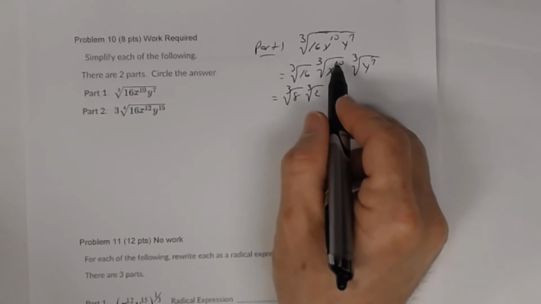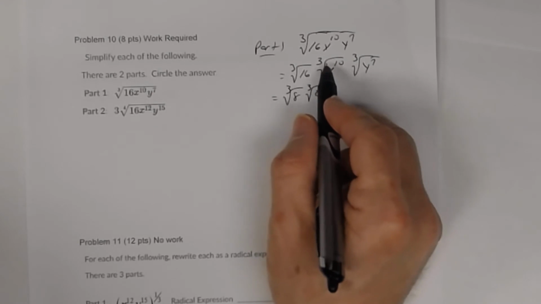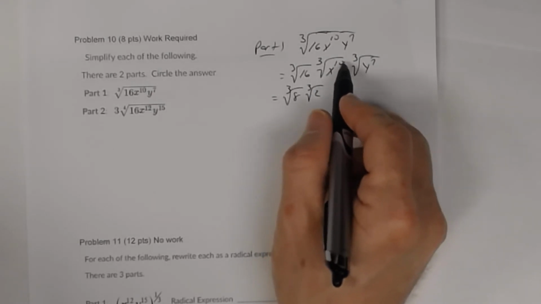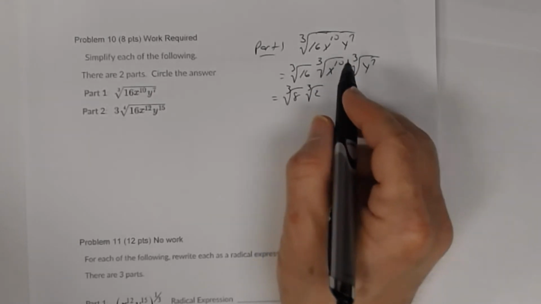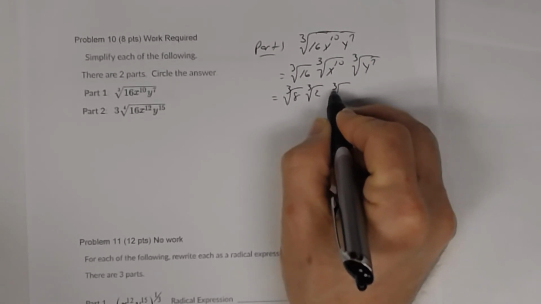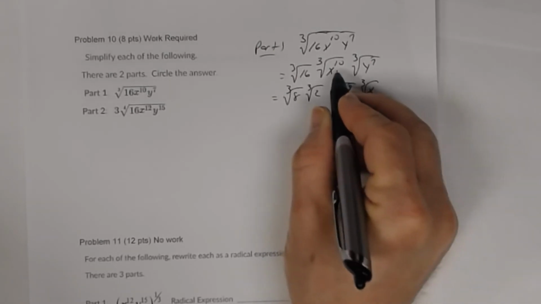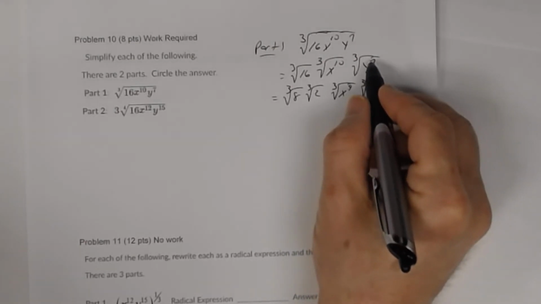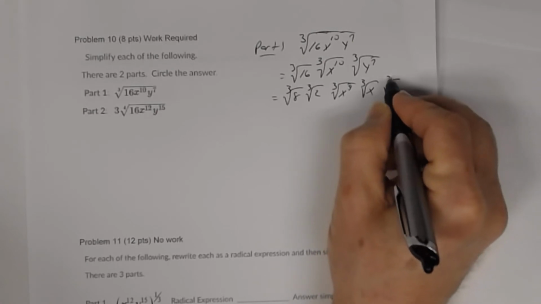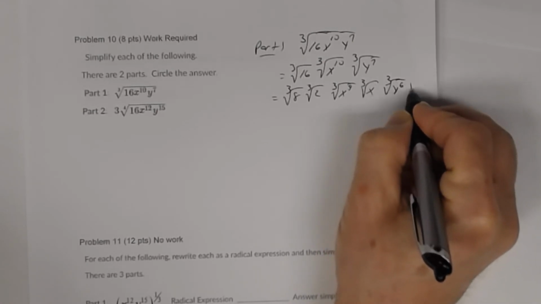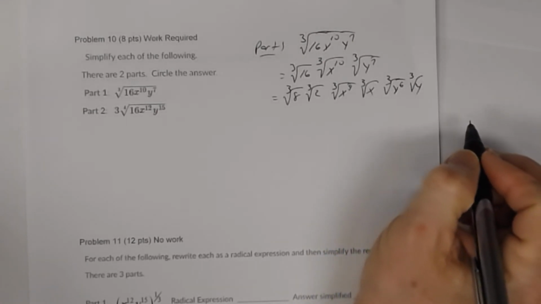Okay, now 10 is not divisible by 3. So just like we talked about, what's the largest whole number less than 10 that's divisible by 3? That's 9. So the cube root of x to the 9th times the cube root of x. 9 plus 1 is 10. Same thing here. The largest whole number less than 7 that is divisible by 3 is 6. So it'll be the cube root of y to the 6th times the cube root of y.